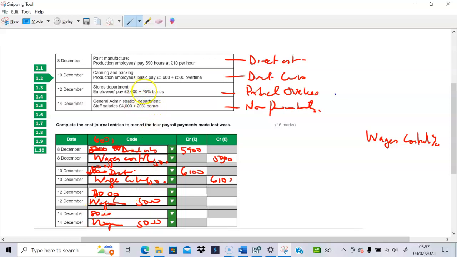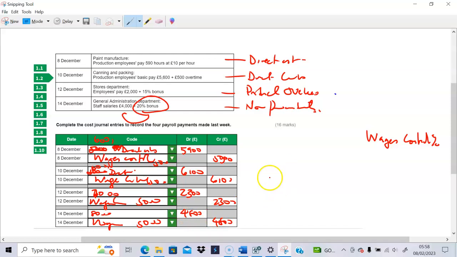So we have 2,000 here plus 15%. So take 15% times 2,000, times 1.15 takes us to 2,300. So you have a cost of 2,300 here, and here you then have your salaries of 4,000. And then you have, I mean, it says you get a £20 bonus, so put £20 on top of the 4,000, right? So you now have here 4,800 and 4,800.